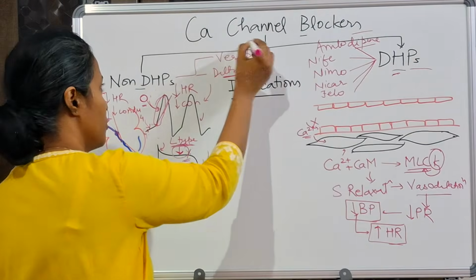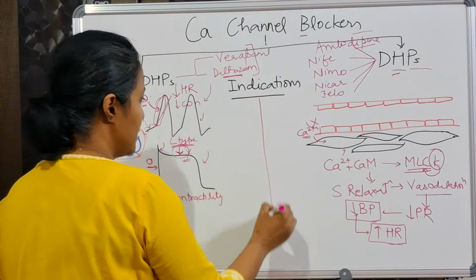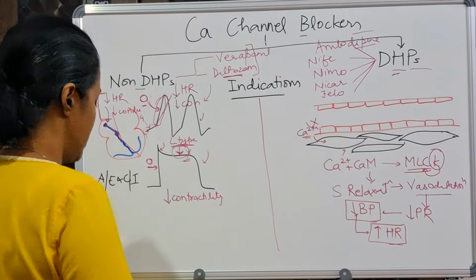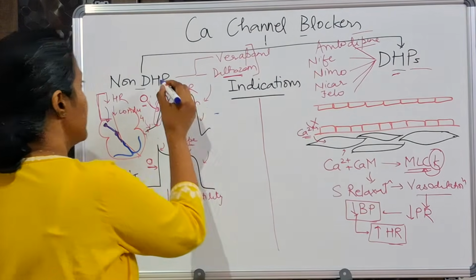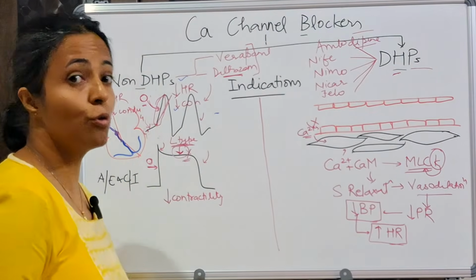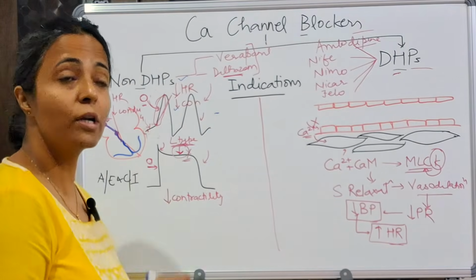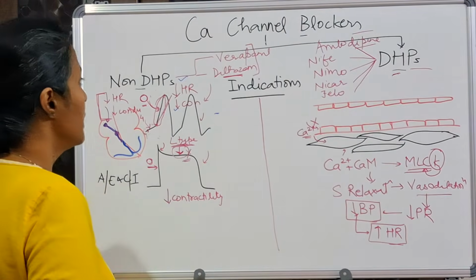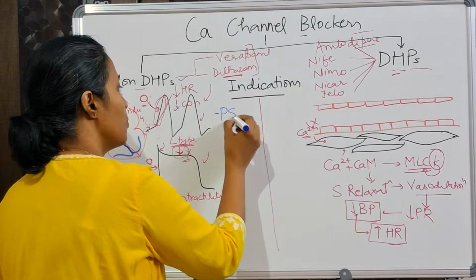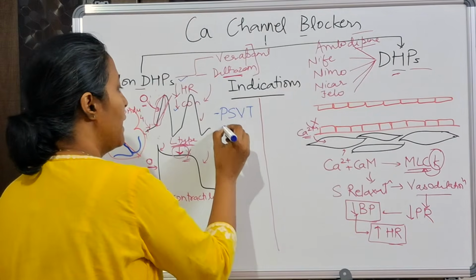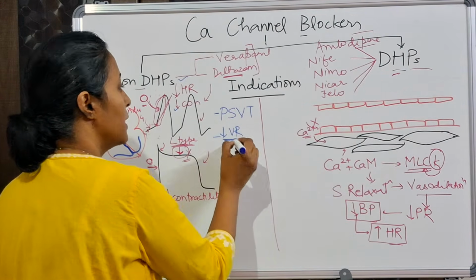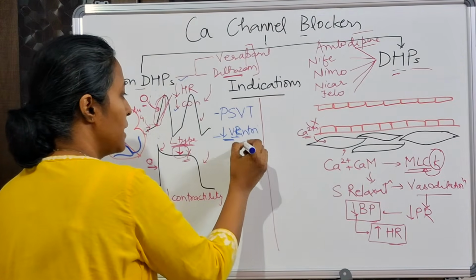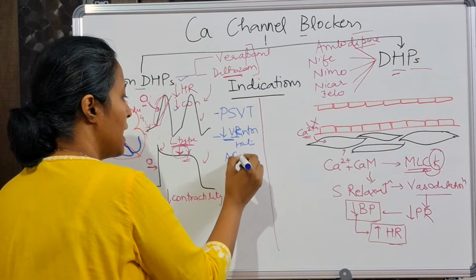What will be the indications of verapamil and diltiazem? See, I told you that they are mainly acting on the heart. So if we talk about their indications, they are decreasing the heart rate, they are decreasing the conductivity. So they will be used in conditions in which heart rate is more, conductivity is more. Okay, so they are used in arrhythmias. And which arrhythmias? They are used in paroxysmal supraventricular tachycardia and to decrease the ventricular rate. Decrease the ventricular rate, not venous return. This is ventricular rate. Okay, in case of atrial fibrillation and atrial flutter.